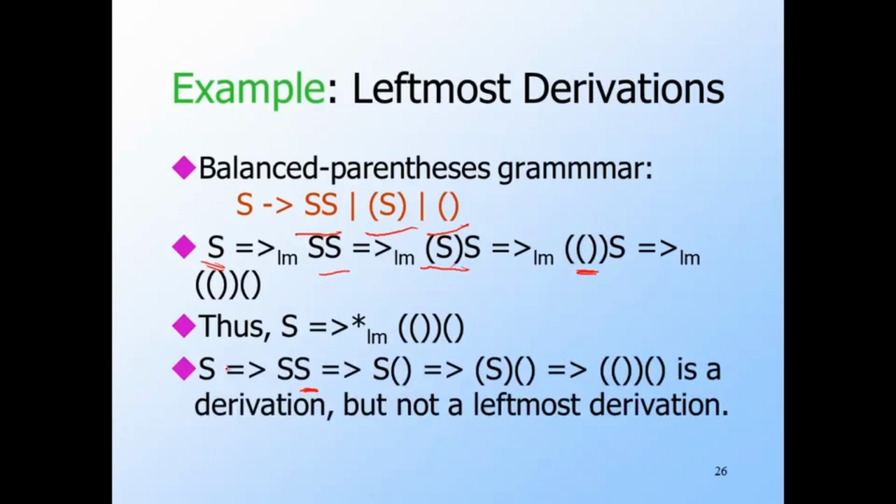Okay. Here is an example of a derivation that is not leftmost. The problem is that at the second step, the second S, rather than the first, was replaced.